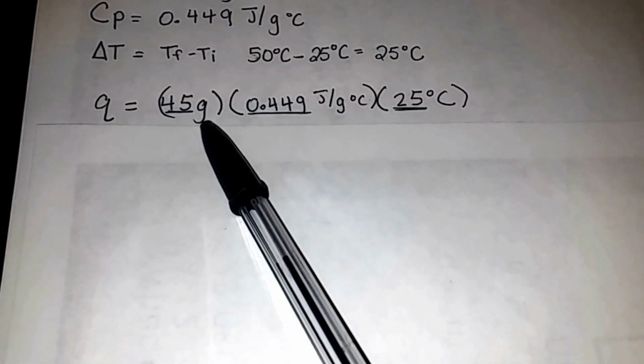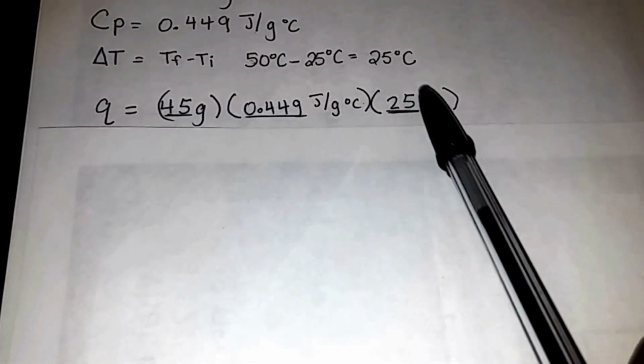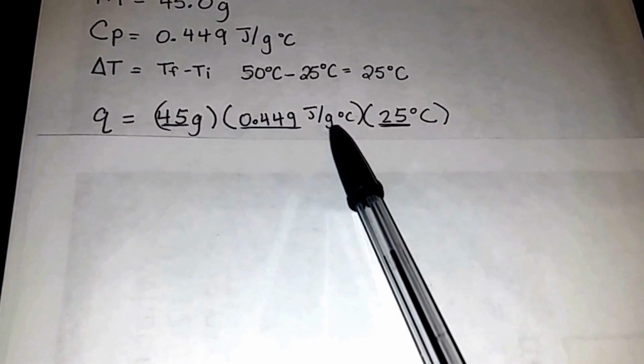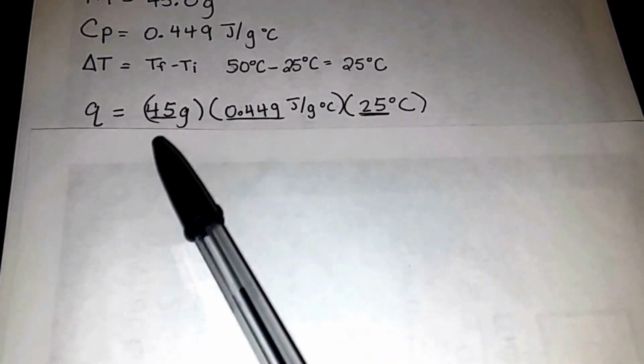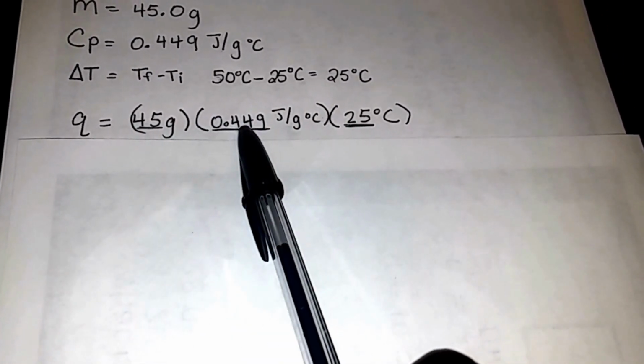Okay, and I know that all of you are going to start looking at these letters behind the numbers and think, how am I going to put that in the calculator? You don't. Those are units, and the units you solve separately. You're really going to deal with the numbers first. So on your calculator, you're going to multiply 45 times 0.449 times 25.